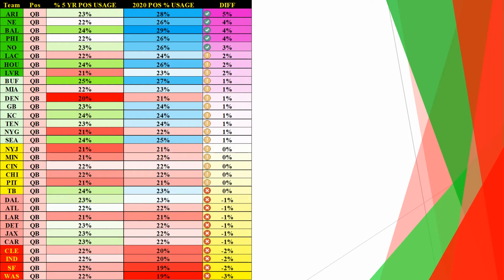This is the quarterbacks, and I've gone and looked at all team usages from a 5-year and 2020 perspective and looked at the differences. And this is a chart showing that, and I've lined it up from the highest differences from 2020 to their team's 5-year average to the lowest. And we see that teams have increased. The highest was 5%, the lowest was 3%. That doesn't seem like a lot, but that's more than you think as far as fantasy points.